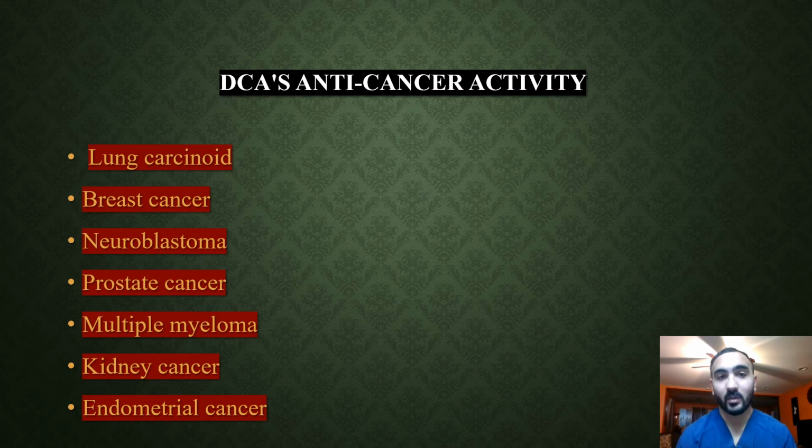Okay, so here I explained the DCA anti-cancer activities. It could be lung cell carcinoid, breast cancer, neuroblastoma, prostate cancer, multiple myeloma, kidney cancer, endometrial cancer, and there are also some clinical trials for non-Hodgkin lymphoma. What they did was use the drug together with a different kind of treatment, such as radiation therapy or chemotherapy, and by that they were able to treat the non-Hodgkin lymphoma.